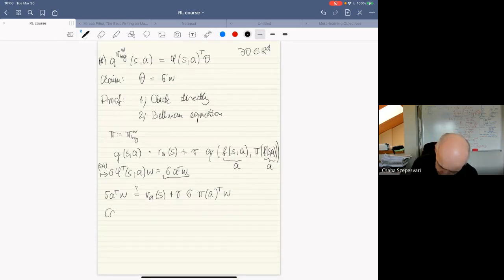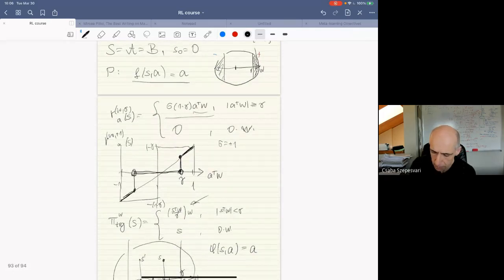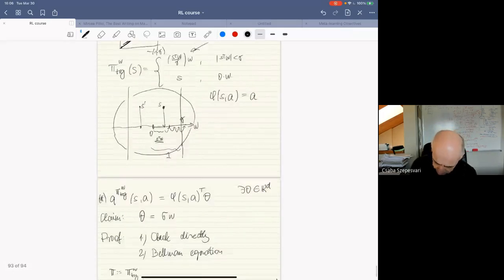So case 1: A transpose W is at least as large as gamma. Then, let's just write the right-hand side and see what the left-hand side is. The right-hand side is going to be, what's the reward? It's sigma times 1 minus gamma times A transpose W.